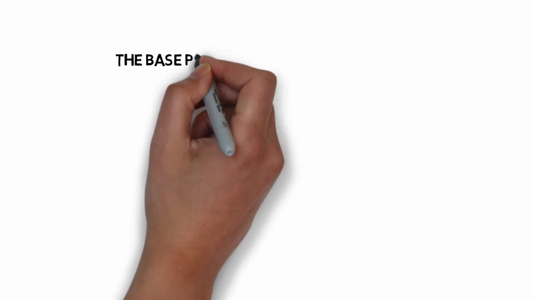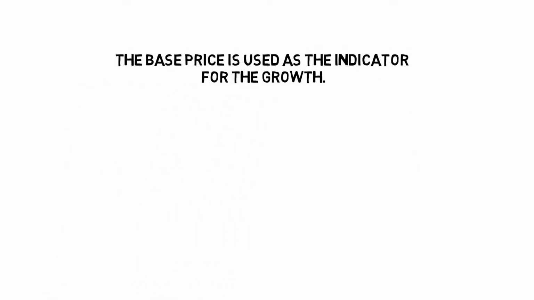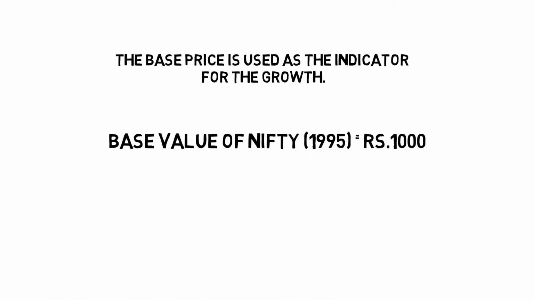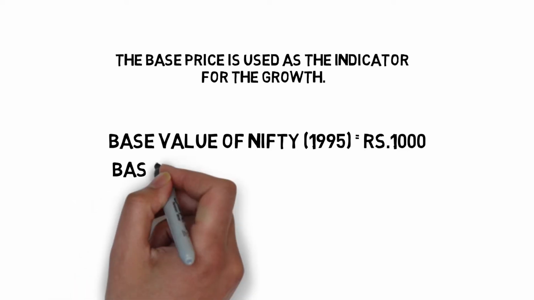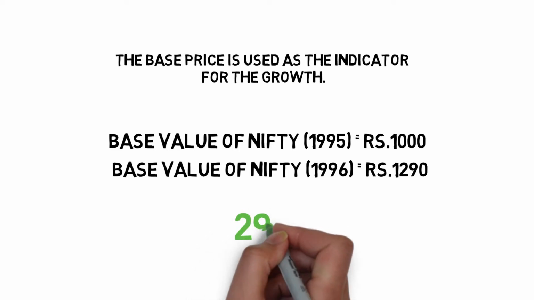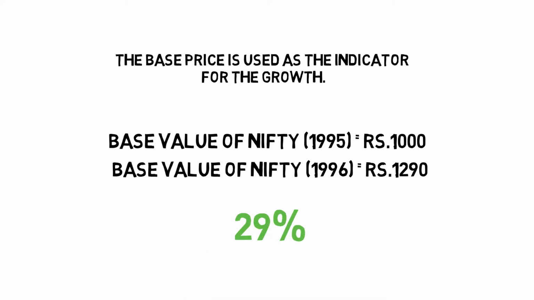In case you are wondering about the use of the base year, the base year price is used as the indicator for the growth. For example, the base value of Nifty in 1995 was 1000. For next year, that is 1996, Nifty was 1290, which means a 29% growth in that financial year.